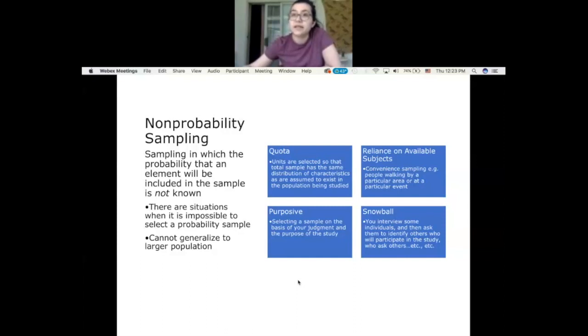They'll find a space or events where they ask people questions and interview them, and that's an example of reliance on available subjects. And then purposive is sort of what qualitative methods do, and quota is sort of the closest to probability sampling.